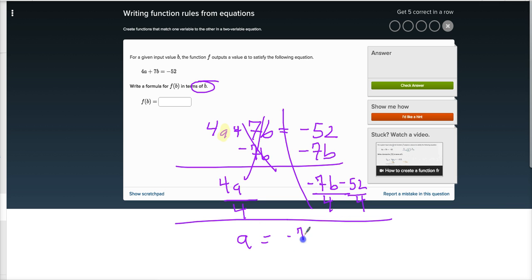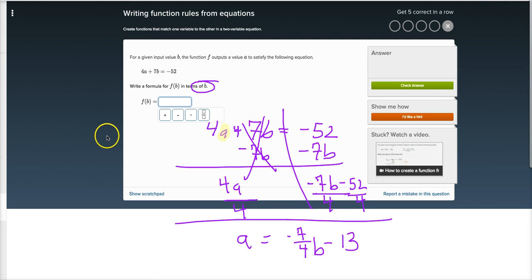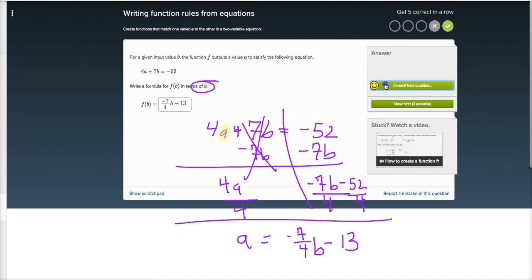So I end up with negative 7 over 4 b minus, and if you do 52 divided by 4, you end up with 13, so minus 13. So this is my answer that I need to plug in. So I go up here, I'll pick that I want to do a fraction, I'll do negative 7 over 4, and then click out and pick my variable b, and then I want to do minus 13. And then check your answer, and there it is.